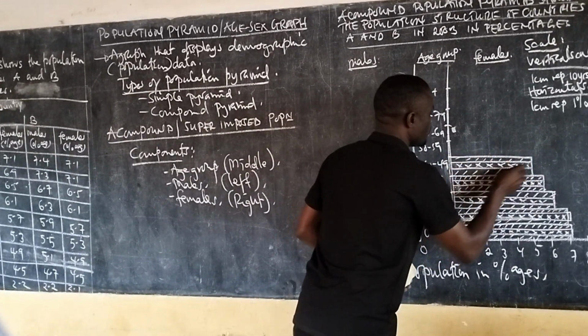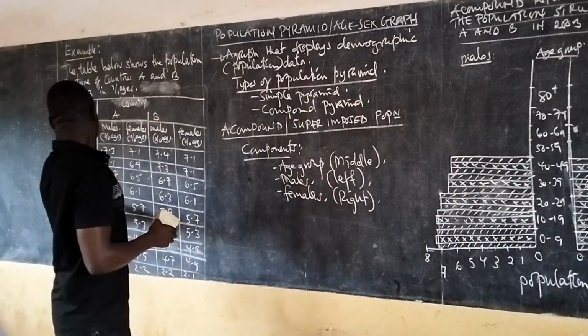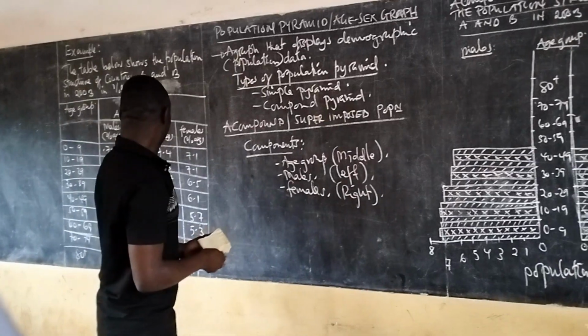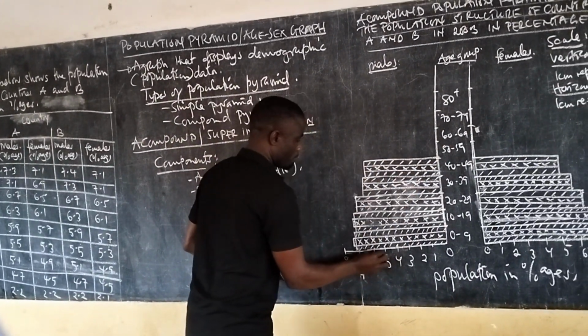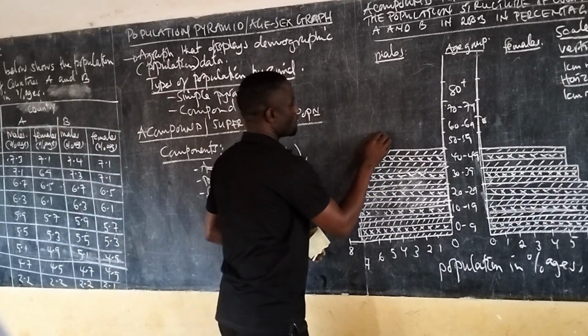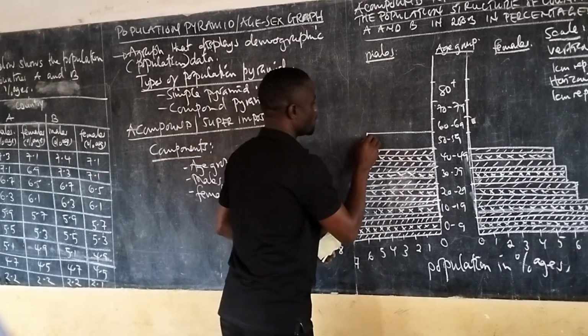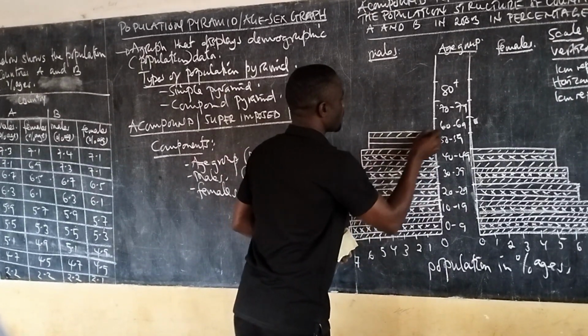This graph is used for comparison purposes. We are comparing two countries. For the 50 to 59 bracket, males are 5.5 for country A, in the middle here. Make sure you are accurate. And 5.5 for country B.